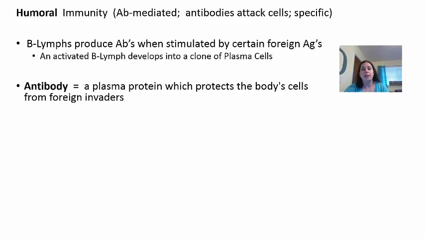All right, so the second branch of immunity we want to look at is the humoral immunity. This is the antibody-mediated immunity. This is where antibodies are going to attack the cells, and again, it is a specific type of immunity. The B lymphocytes produce antibodies. AB here stands for antibodies, and they are stimulated by certain foreign antigens. So when we come in contact with something that's foreign, that does not belong, these B cells are going to be activated. They develop into what we call clone cells, and they become plasma cells. These plasma cells then are going to produce antibodies. Antibodies are a plasma protein which protects the body cells from that foreign invader.